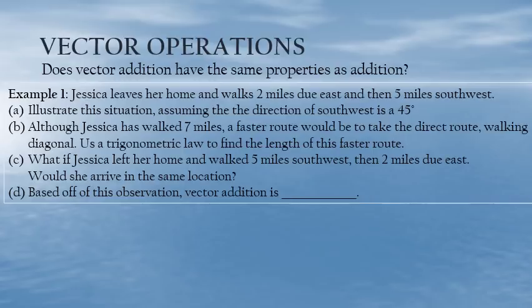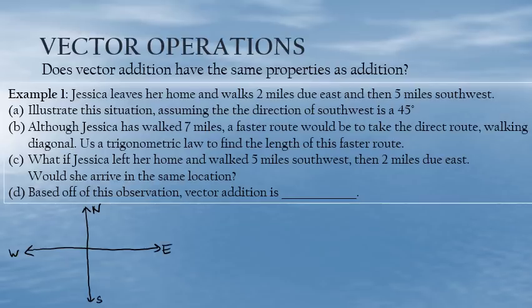And part A asks us to illustrate the situation. I always like to draw an illustration using the rectangular coordinate plane because it's nice when we're dealing with direction, because what we know as my vertical axis can also be called my north-south, and what we know as my horizontal axis can also be called west and east.